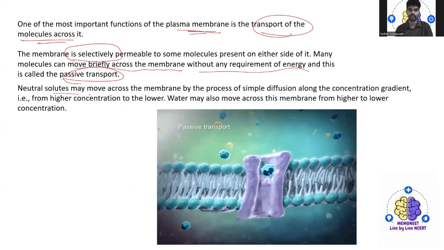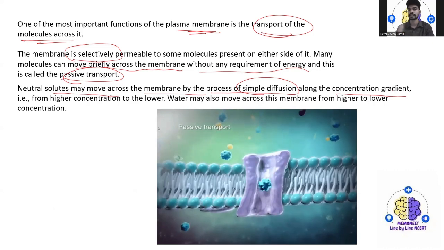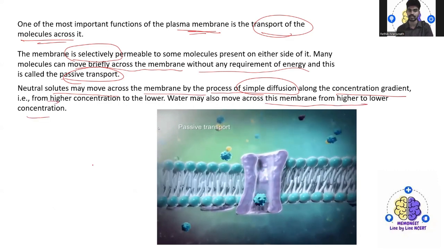So neutral solutes may move across the membrane by the process of simple diffusion along the concentration gradient. That is, from higher concentration to lower concentration, like salts, some of the ions and so on. So that movement can be observed here. Water may also move across this membrane from higher to lower concentration. That is what they're saying.